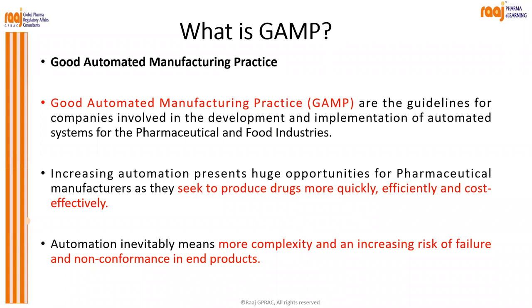That's why we are using advanced research and advanced technology. And as you go to an advanced level, the problem that arises is how much sophistication you want. That much validation, that much risk is also involved, and that's how we have to follow these good automated manufacturing practices. Automation inevitably means more complexity and an increasing risk of failure and non-conformance in the end product.